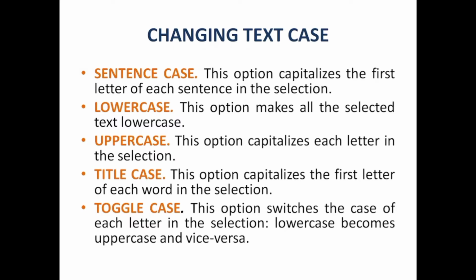The next is title case. This option capitalizes the first letter of each word in the selection. It is also called the capitalize each word case. The next is toggle case. Toggle case switches the case of each letter in the selection, like lowercase becomes uppercase and vice versa. Meaning the first letter of any word will be converted to lowercase and the rest will be converted to capital letters.